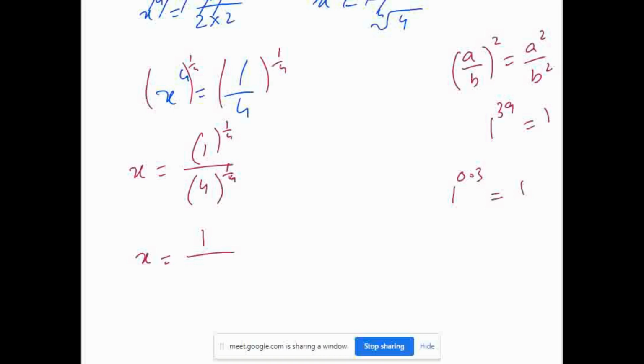Okay, now here you can see in the denominator you can write 4 as 2 square. Is it? And now you can see this is a power on power, so you have to cancel out this one. So x will be equal to 1 by 2 power 1 by 2. Is it?